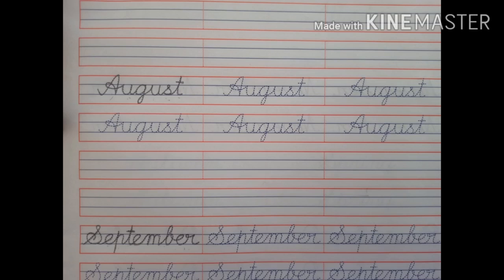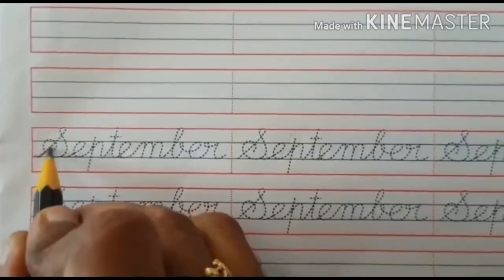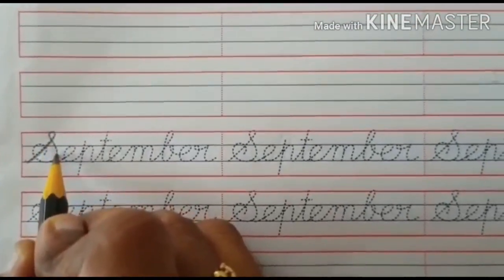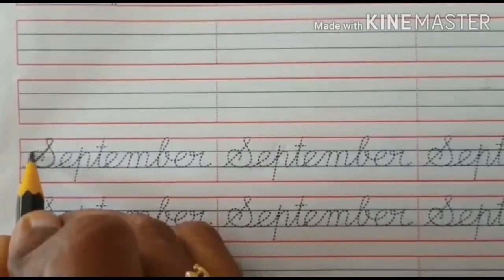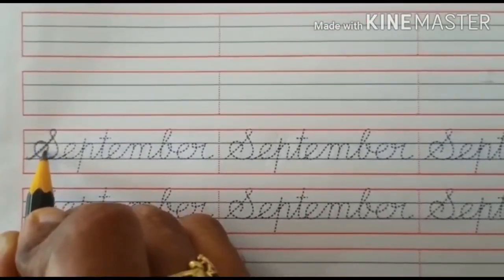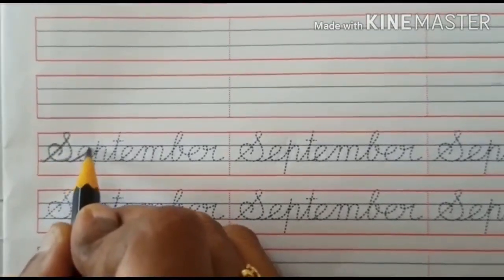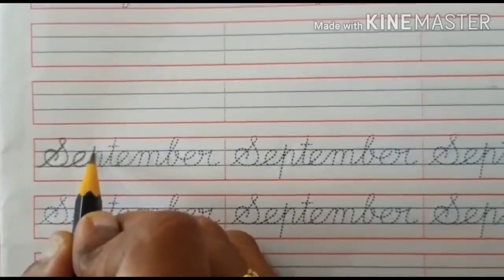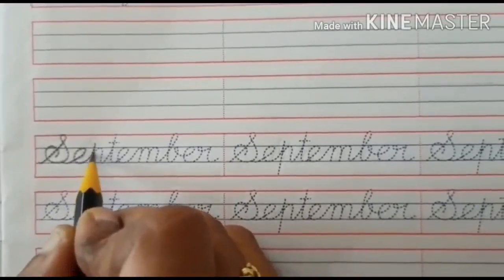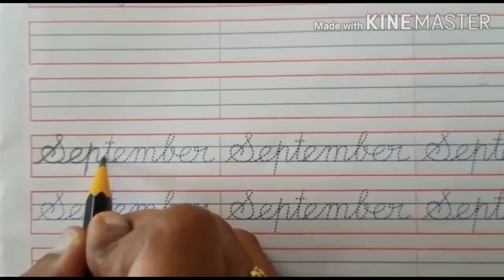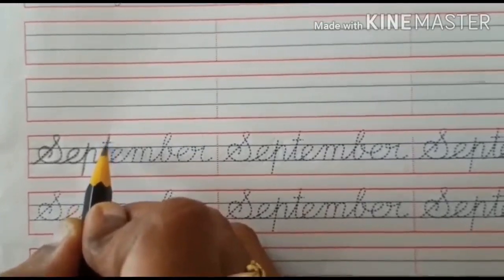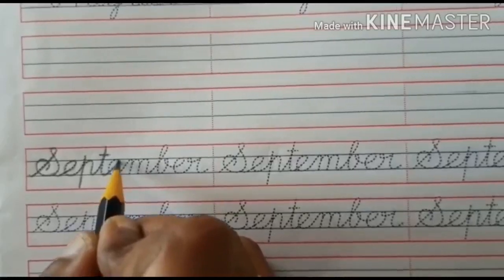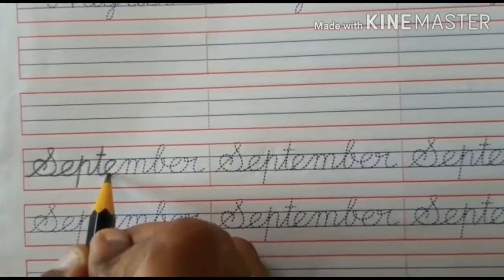What's the ninth month? The ninth month is September. Yes, you start a curve from the baseline, touch top line and come down to the baseline. Put one curve. E, start from baseline, touch midline. P, you have to touch midline, baseline and bottom line. T, you should touch top line, midline and baseline. E, you should touch midline and baseline.